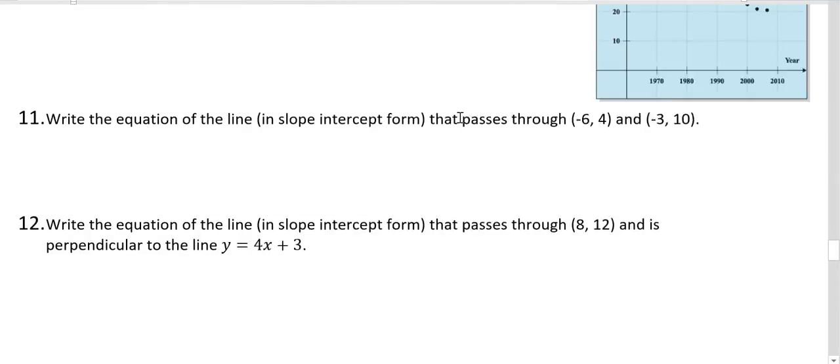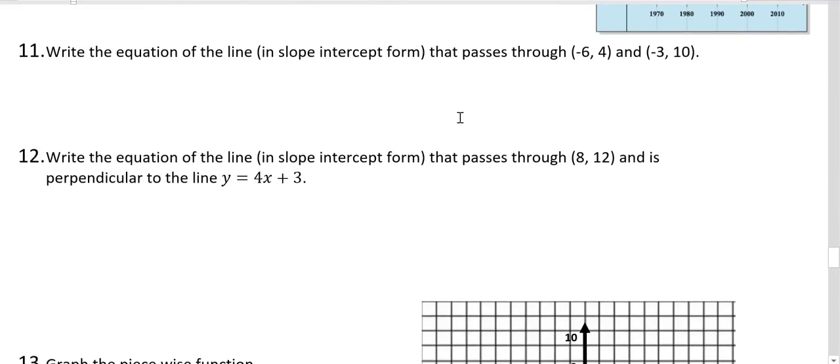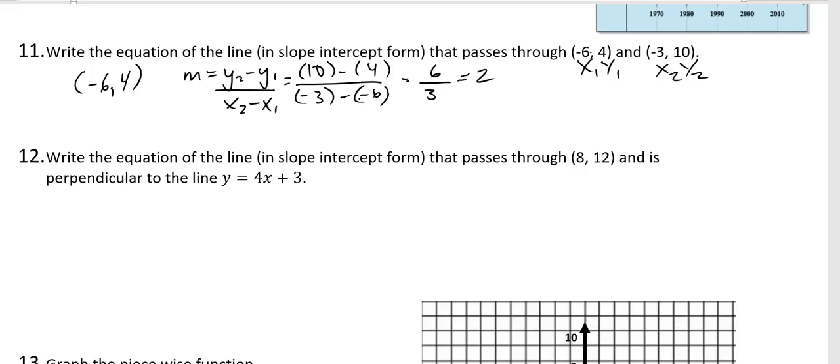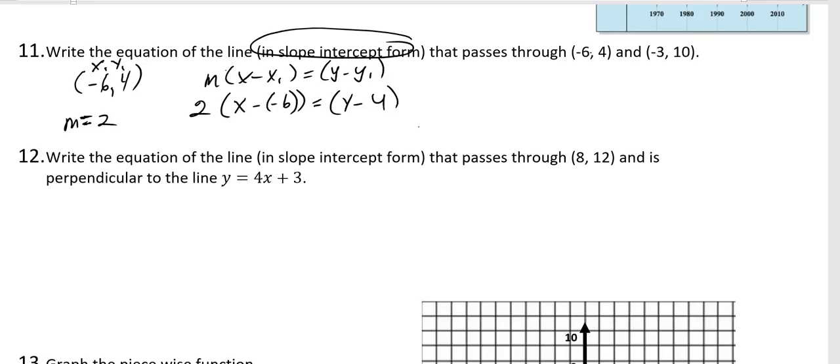Okay? Number 11, write the equation of the line in slope-intercept form that passes through these 2 points. So when we have 2 points, we always need a slope and a point. So let's pick one of them. And then we need to find the slope. Using my slope formula, I get the slope is 2. Once I have a slope and a point, I can either use the point-slope method or I can solve for b using the slope-intercept method. Okay, so I put in my slope of 2 and I put in my point as (-6, 4).